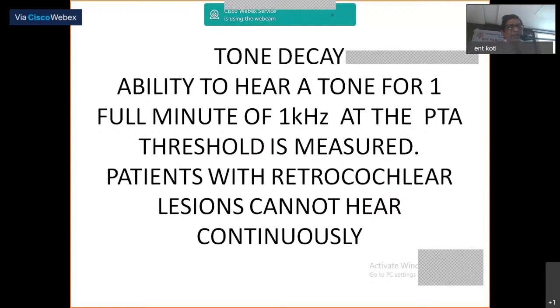So in tone decay, patients with retrocochlear hearing loss cannot hear sound continuously beyond maybe 20-30 seconds depending on the situation.